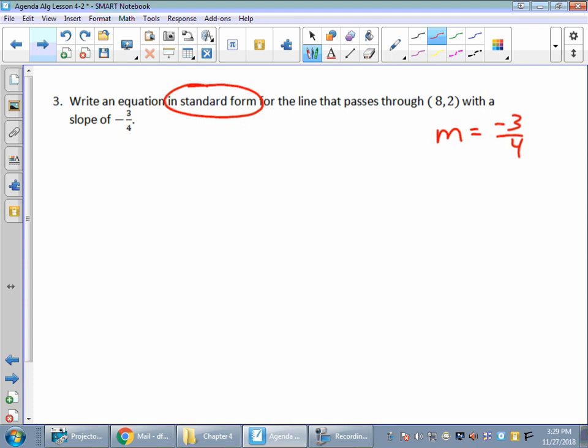Second step was to use point slope form. So we're going to go ahead and go y minus y1 equals m times x minus x1, using our slope, point slope form. And now let's plug in what we know. Okay, we've got a point, and if you look at that point, we've got our 8 and 2, so this would be our x1, y1 up here. So we've got enough information to use point slope form.